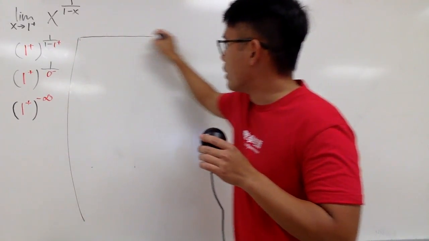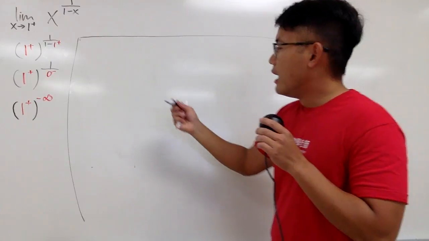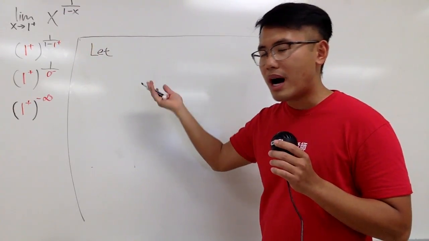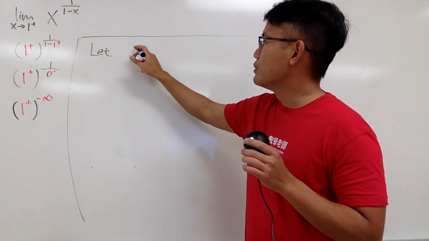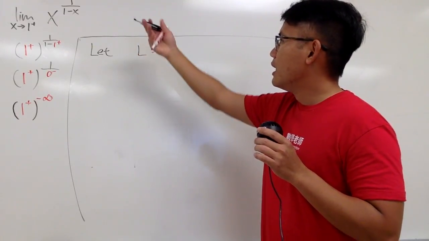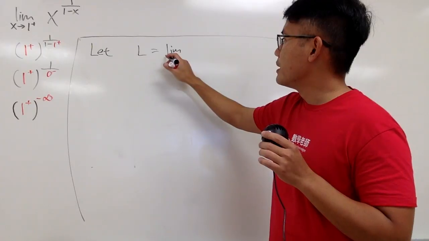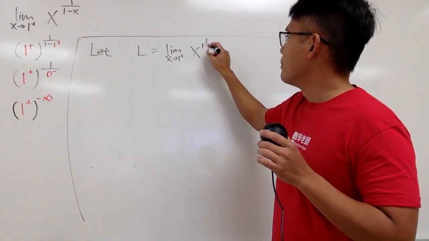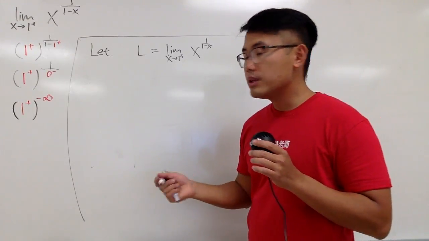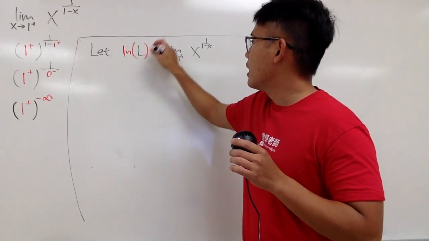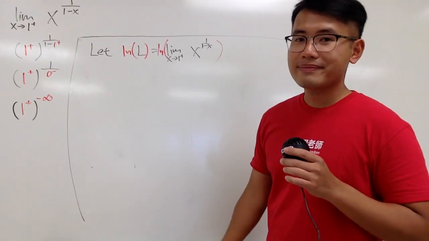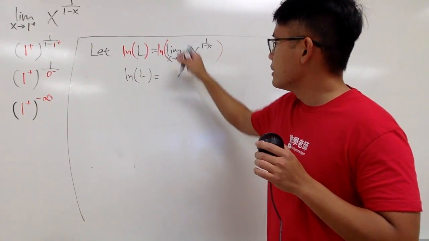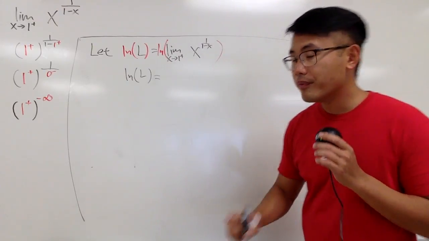So here is our usual work. I will begin by saying that you can use L, you can use Y, you can use whatever you want. I will just use L because it stands for limit. Let L equal the limit as x approaching 1 plus of x to the 1 over 1 minus x. And what we do is we take the natural log on both sides. So we see this is ln L. That's equal to the following.